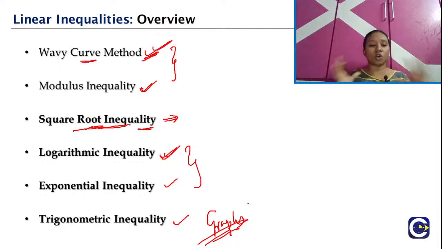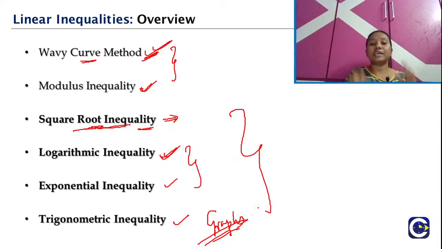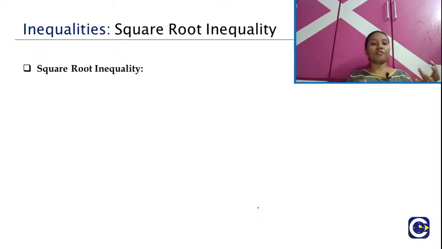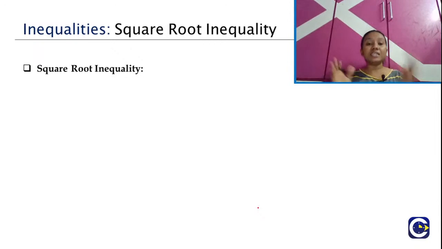Overall, today we are going to cover four important inequalities in our session of linear inequalities. The first will be square root, then logarithmic, then exponential, and then trigonometry. For each of them, we are going to solve the corresponding questions also. So without any delay, let's get started with today's session, guys. As I mentioned, first we are going to start with the square root inequality. It will be easy when we are actually solving the question and doing it.